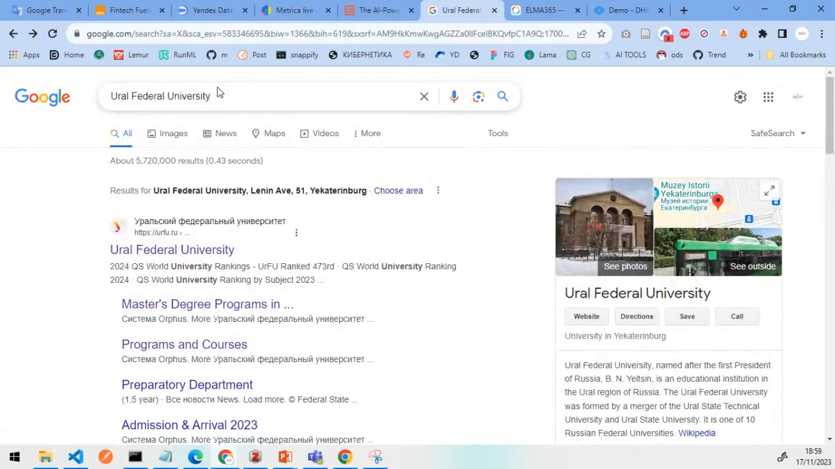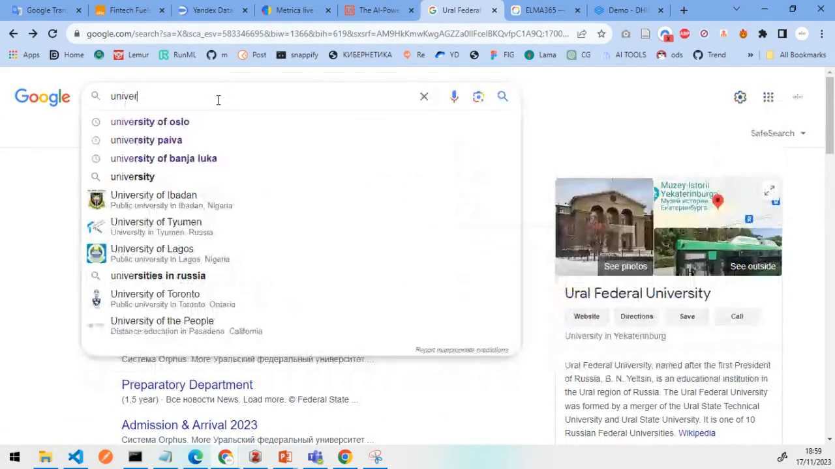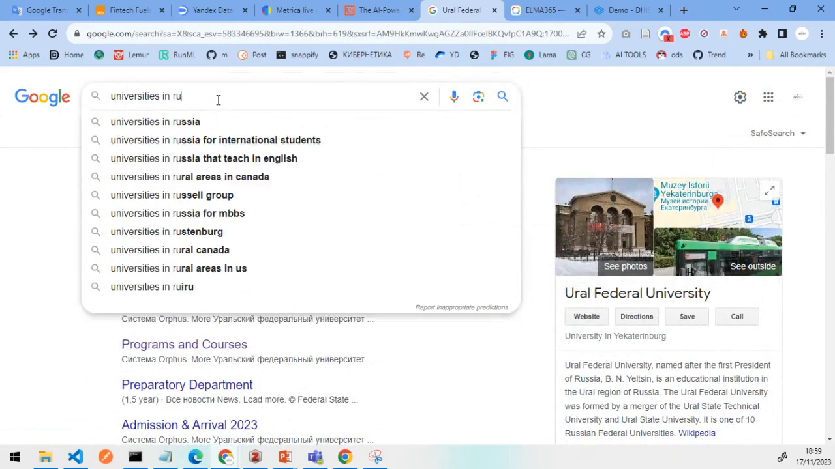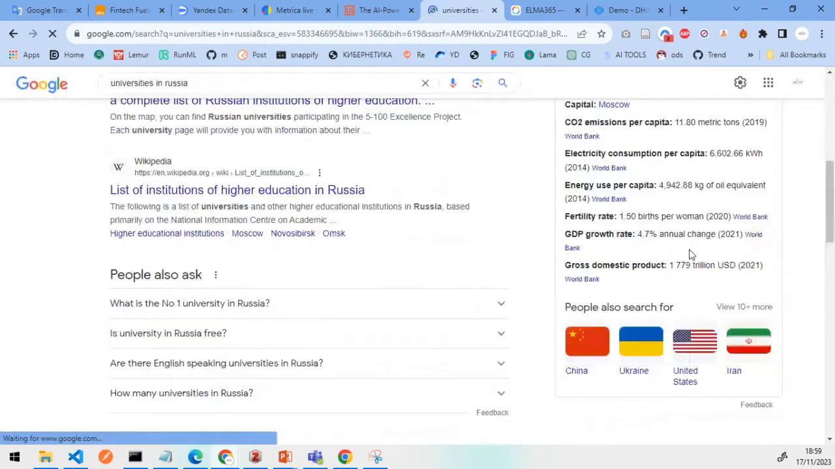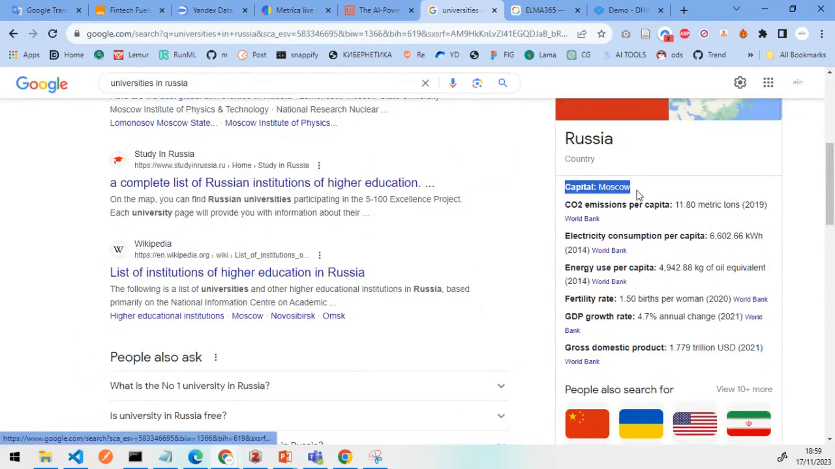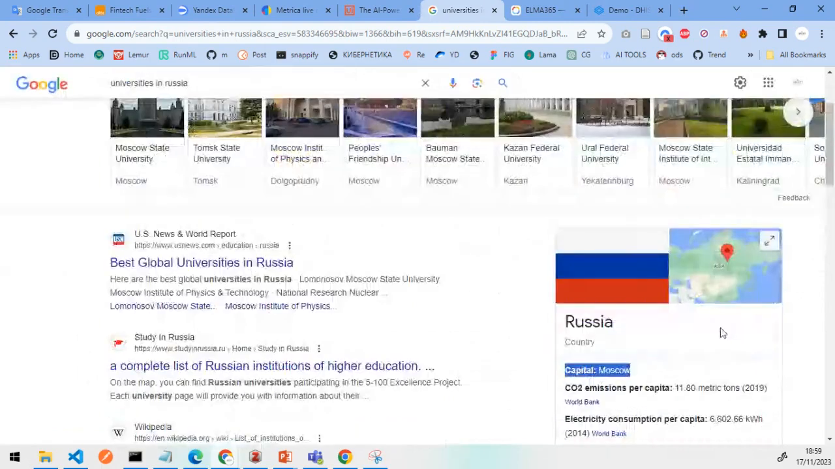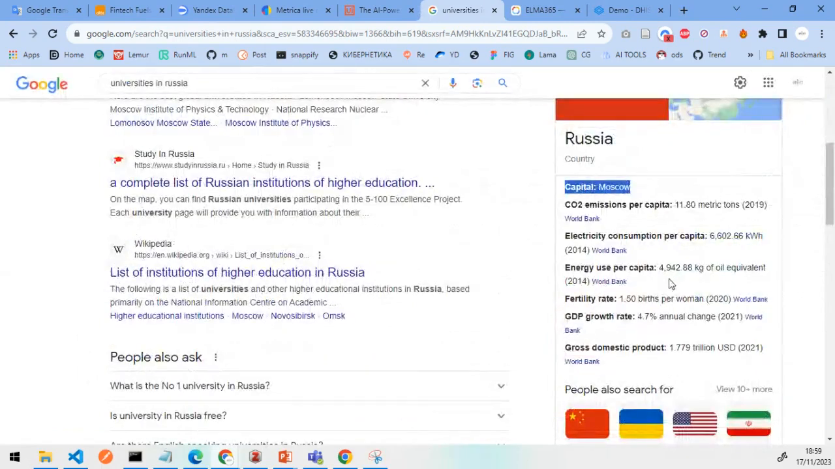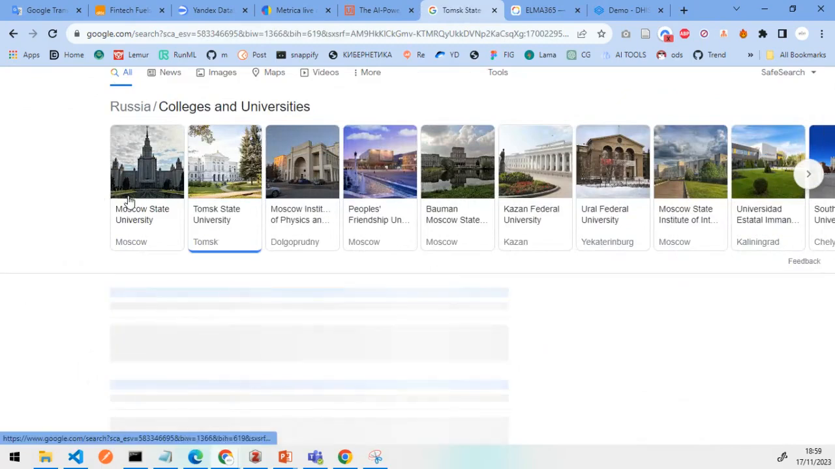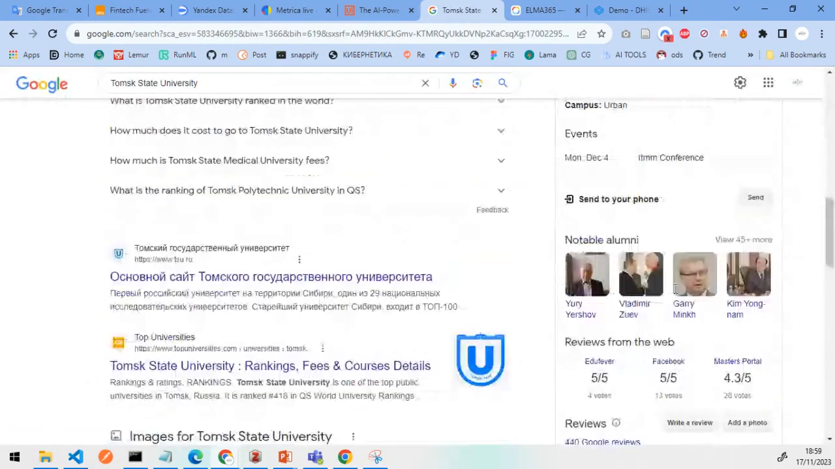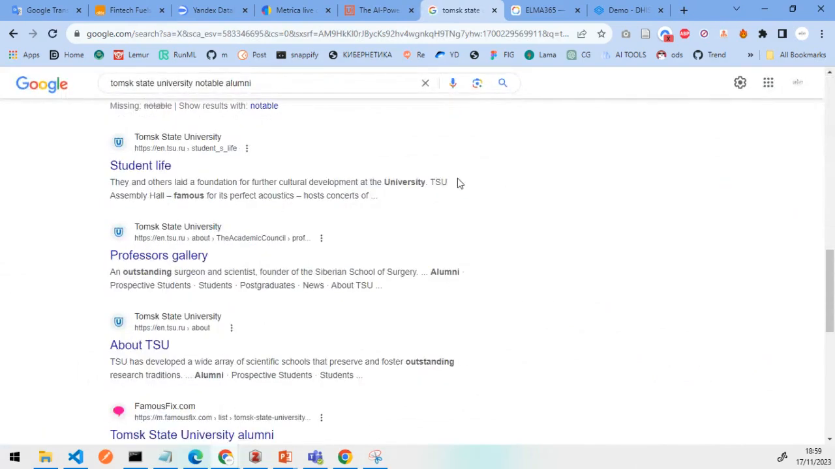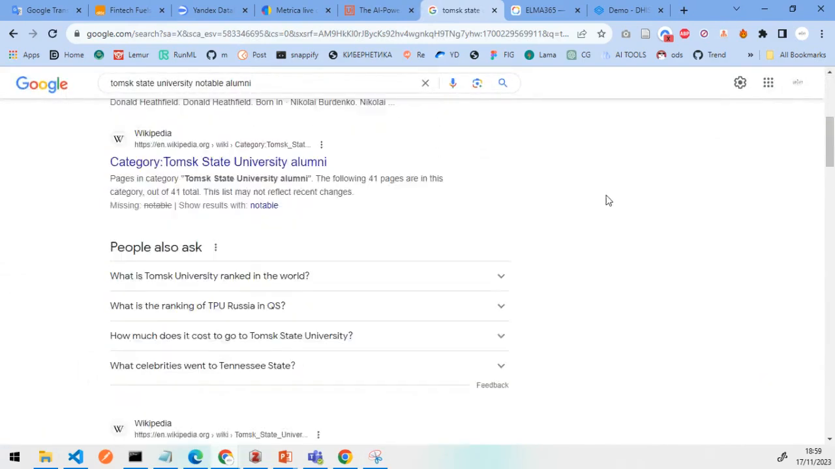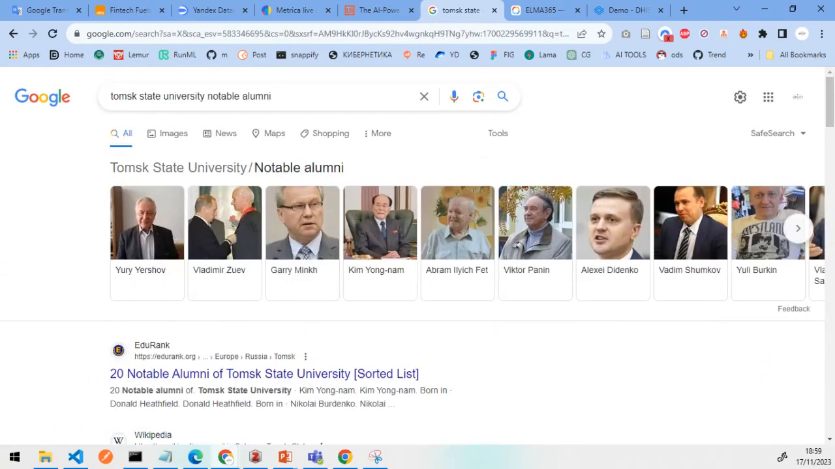Classically, it's not easy to find this. For example, universities in Russia. Let me just see. It's going to give me this information. It tells me information about Russia. Okay, a capital is this and that. Where does it get this information from? It's all dynamically generated from these sources here. So all these places come, and then I click on notable alumni, and it gives me more information. This is just a simple example, but there are more examples of this.